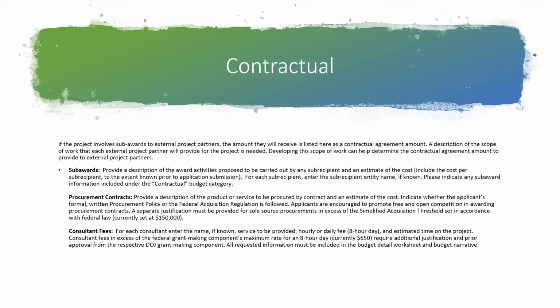Procurement contracts are basically like if you have to get things through a particular agency, because perhaps you're a state agency and there's state purchasing rules. Those are procurement contracts, and you sometimes have to pay fees associated with that, and you need to specify what those fees are so that they can be part of your grant request as part of your budget.